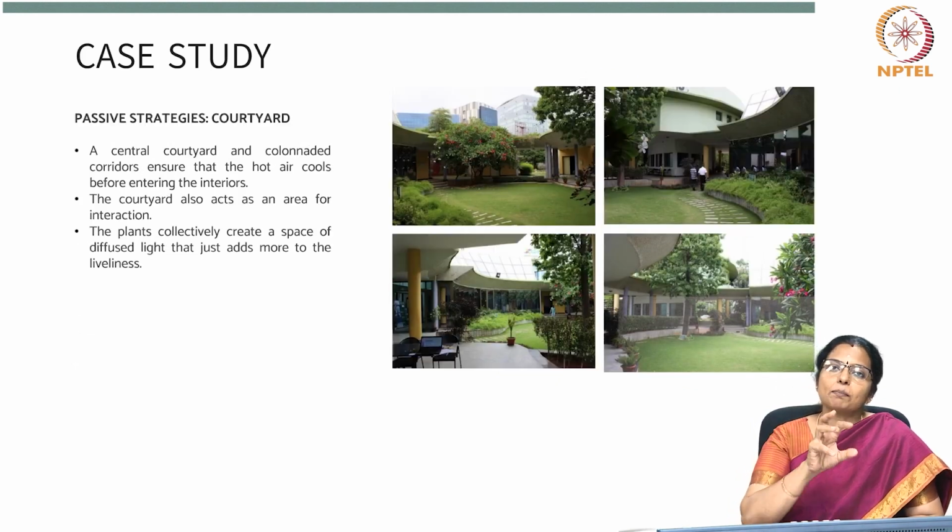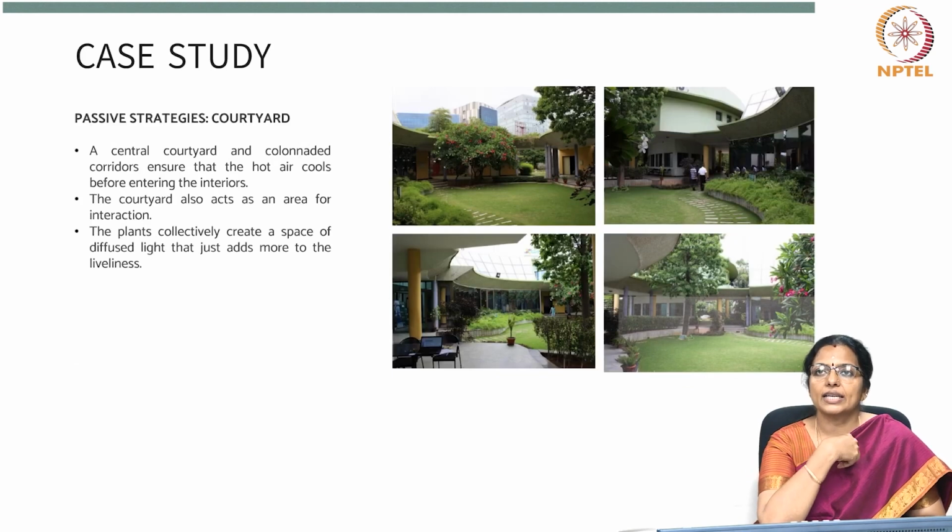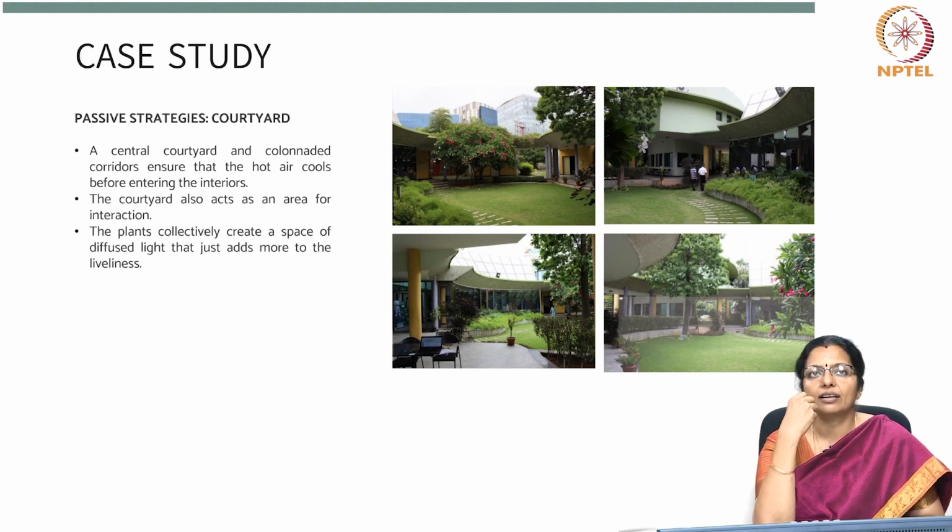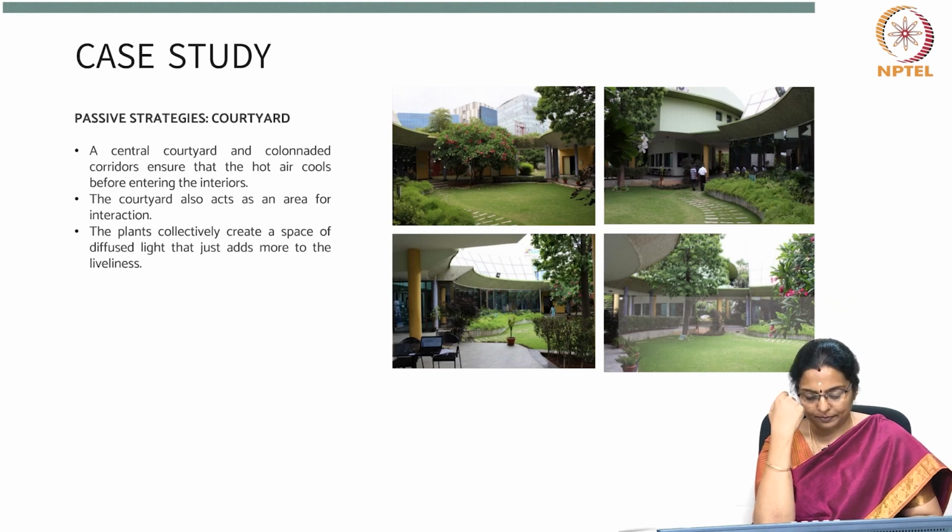So, some of these simple passive strategies we will quickly see. A central courtyard and colonnaded corridor ensures that the hot air cools before entering the indoors. The courtyard also acts as an area for interaction. The plants collectively create a space of diffused light that just adds more to the liveliness.